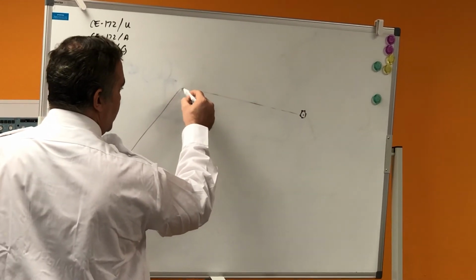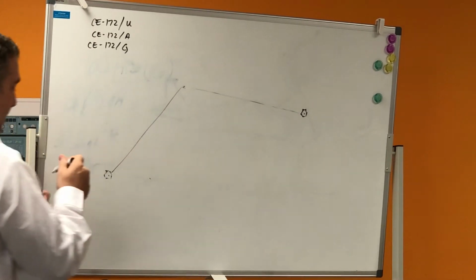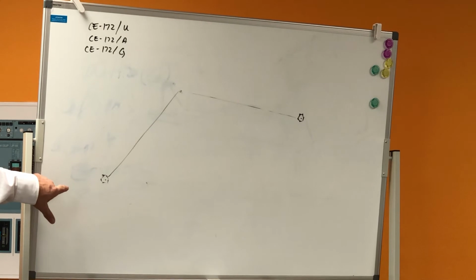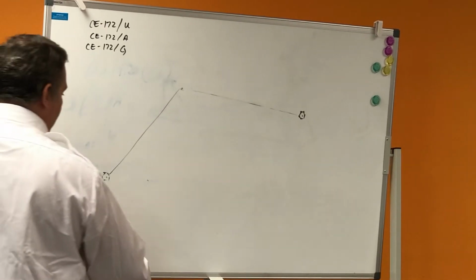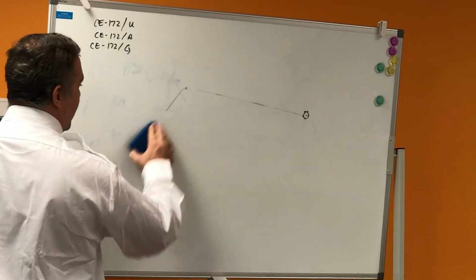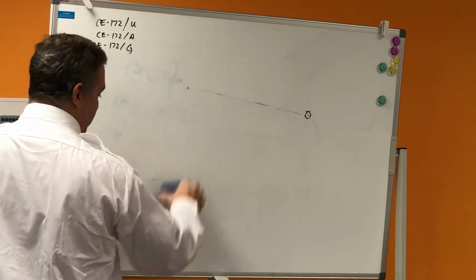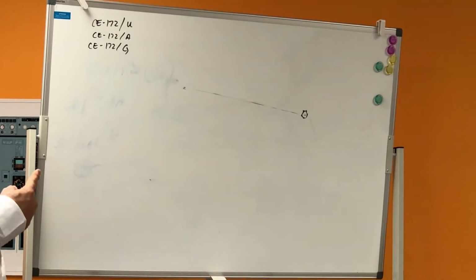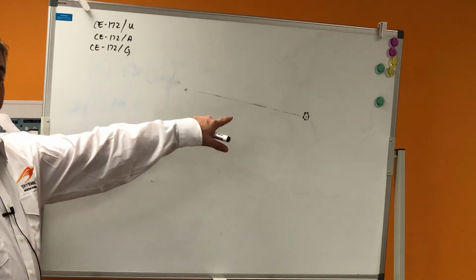Because if I'm here, I need to know what direction I am from that one and what direction I am from this one. But what if I don't have that other VOR? Is there a way for me to determine how far away or where I am exactly from that VOR? I can. Yep.